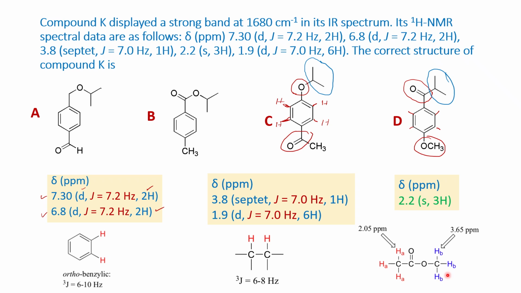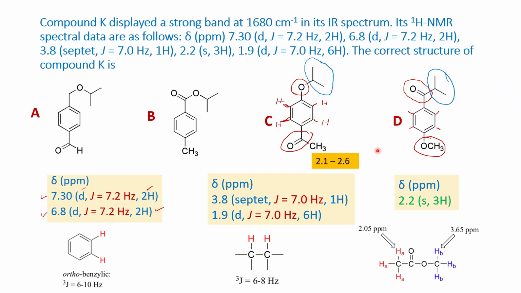When the proton is next to an electronegative oxygen group, carbon more than carbon, oxygen is more electronegative. And so it is seen at an even higher chemical shift value, which is around 3.65. So if a carbon is next to a carbonyl group, the value is around 2. If it is next to oxygen, the value is around 3.6.